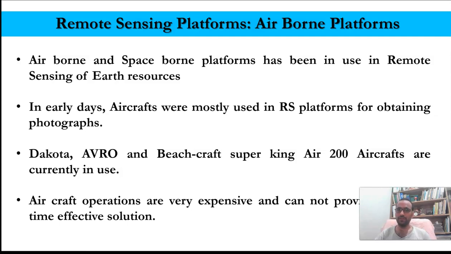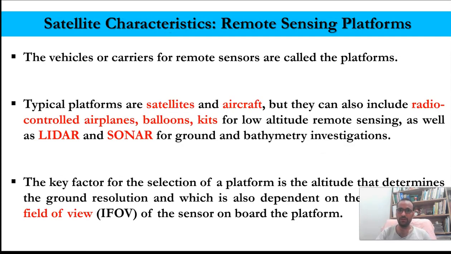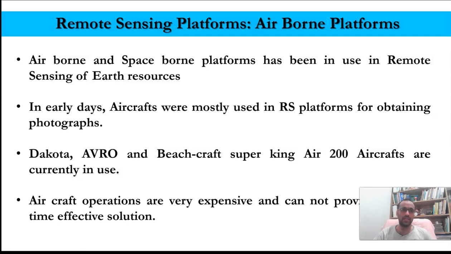Okay, so first we are going to discuss airborne platforms. Airborne platforms and space-borne platforms have been in use in remote sensing of Earth resources. In earlier days, aircraft were mostly used as remote sensing platforms for obtaining photographs. We call it aerial photography, and the technology or methods of remote sensing using photographs is called photogrammetry, which is a different type of remote sensing.